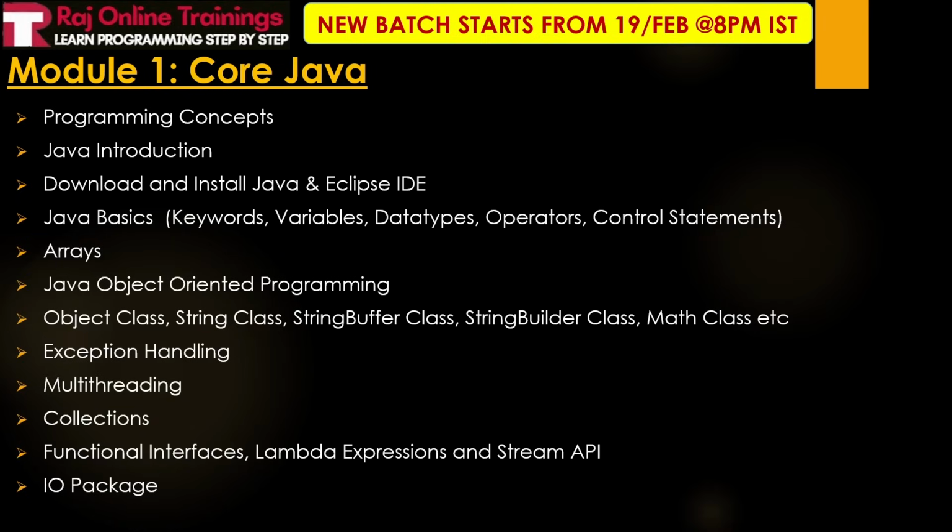And one more important topic, exception handling, multi-threading, collections, and some of the important features added in Java 8 version like functional interfaces, lambda expressions, stream API, and many more related to Java 8 and 9 version features. And we go with one more very important IO package, that is input output package. So these are the contents what we discuss under core Java.